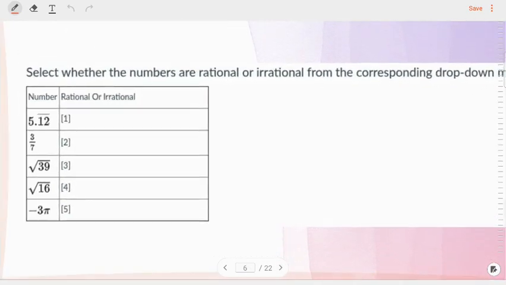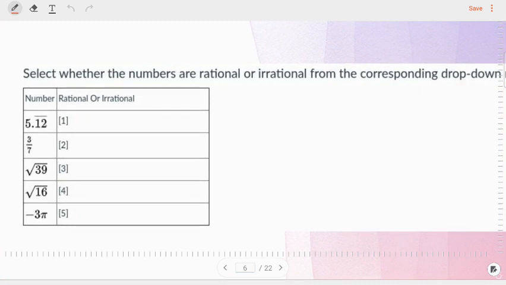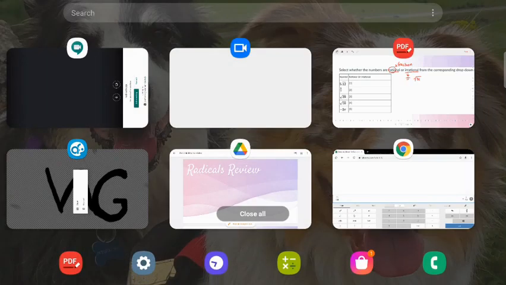All right, select whether the numbers are rational or irrational. Now on your assignment, it's a drop-down menu. On here, we're just going to write down what it is. Remember, the word rational has the word ratio in it, which means fraction. So if I can write the number as a fraction of whole numbers, it is rational. If I cannot turn it into a fraction, it is irrational. Some common things that are irrational are pi or square roots that are not perfect squares. So square root of 31 is irrational. So let's go ahead and get started.